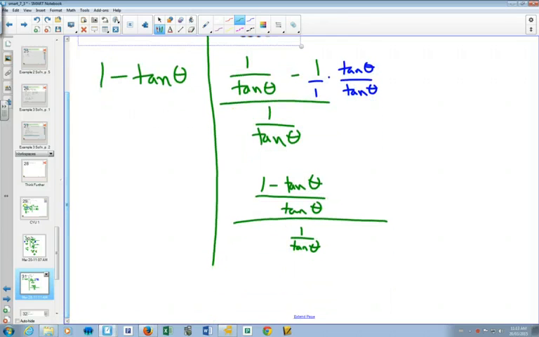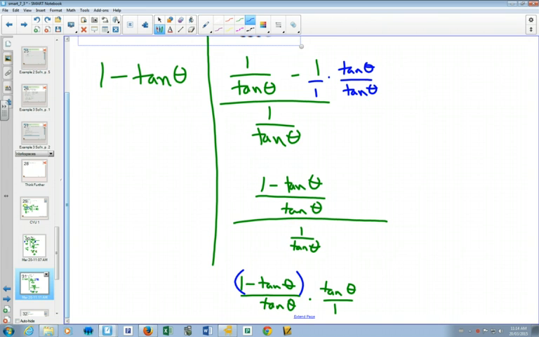Now I have a fraction on top, a fraction on the bottom. I can multiply by the reciprocal. Now, wherever things are added and subtracted, those things get grouped together. You remember that from when you were simplifying rational expressions from grade 11, where you factored things and you grouped things together when adding and subtracting. So that 1 minus tan theta is its own thing. It gets multiplied by a tan theta.